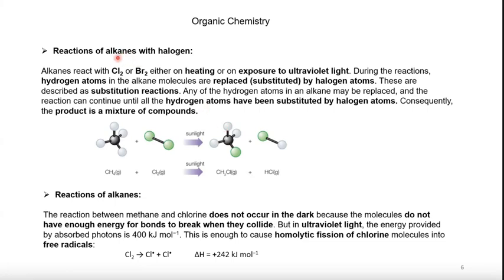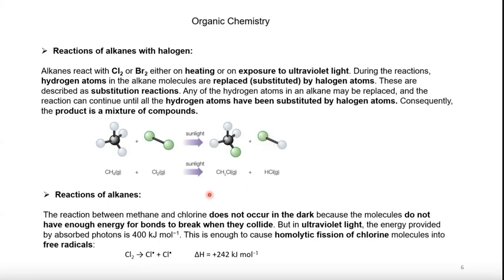Reaction of alkanes with halogens. Here this is an alkane we call methane, and chlorine as symbolised here. It will not react unless we have sunlight. We do not get any reaction of chlorine and methane in the dark. So we need sunlight, and there we get methyl chloride and hydrochloric acid gas.